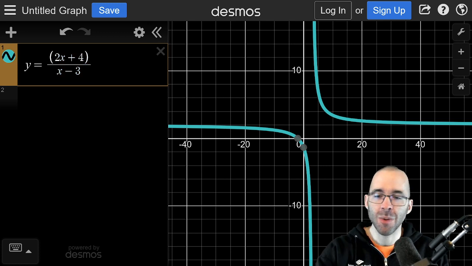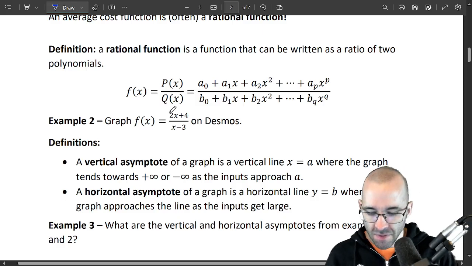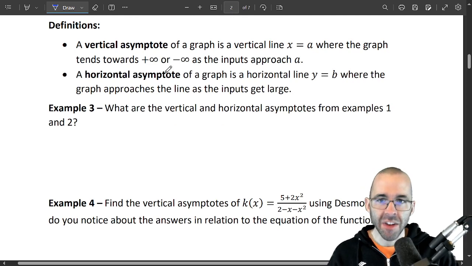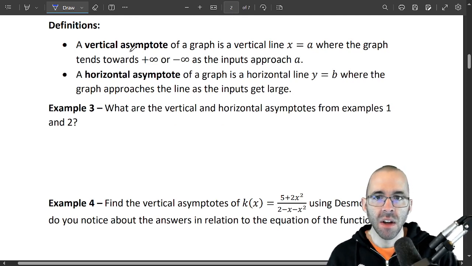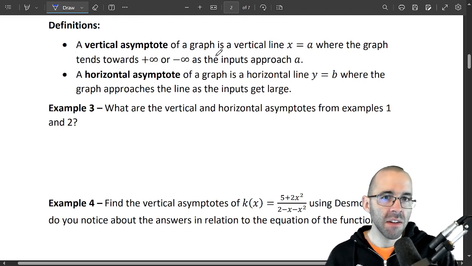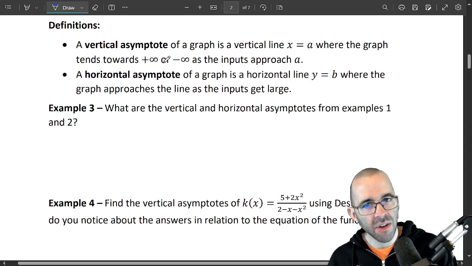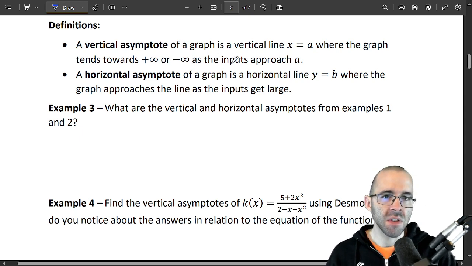So that's one of the things that we're going to talk about next. It's the concept of an asymptote. A vertical asymptote of a graph is a vertical line that the graph gets close to, either positive infinity or negative infinity, as those inputs approach that a.